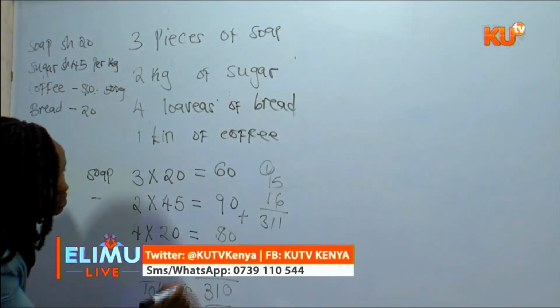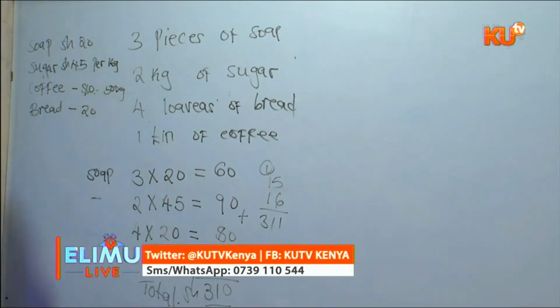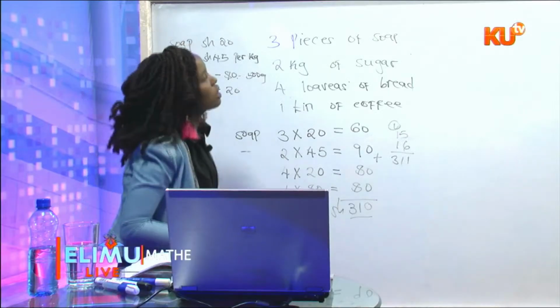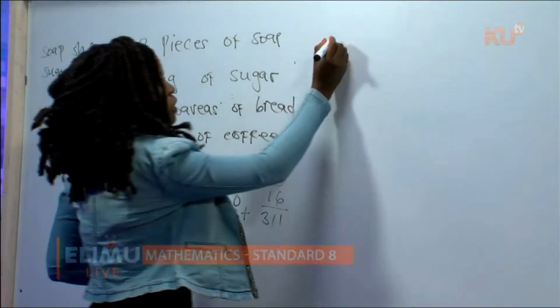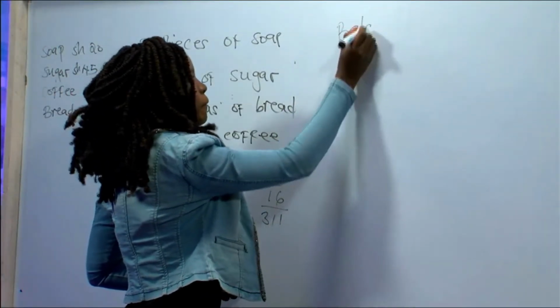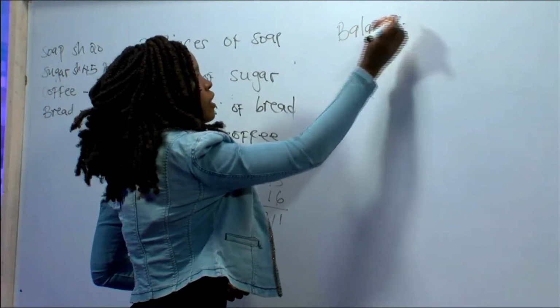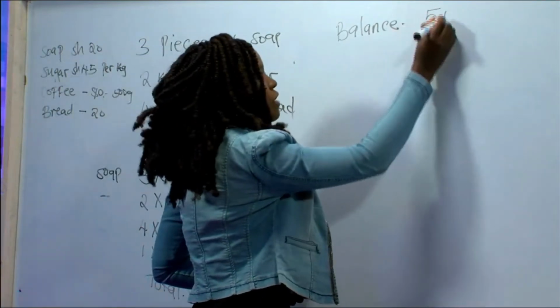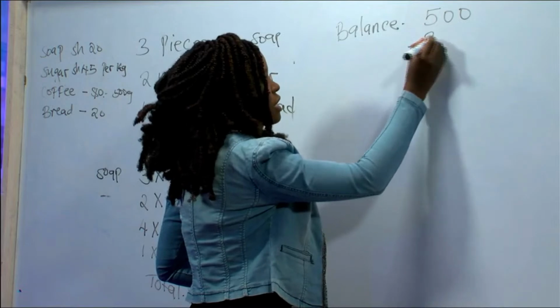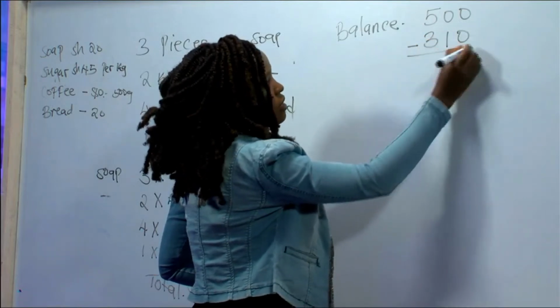So the total cost is 310 shillings. Then the question is, how much did she receive as balance if she paid 500 notes to the shopkeeper? So this is the total cost of the items. So we get the balance. To get the balance, we take the amount that she gave, 500, minus 310 shillings.